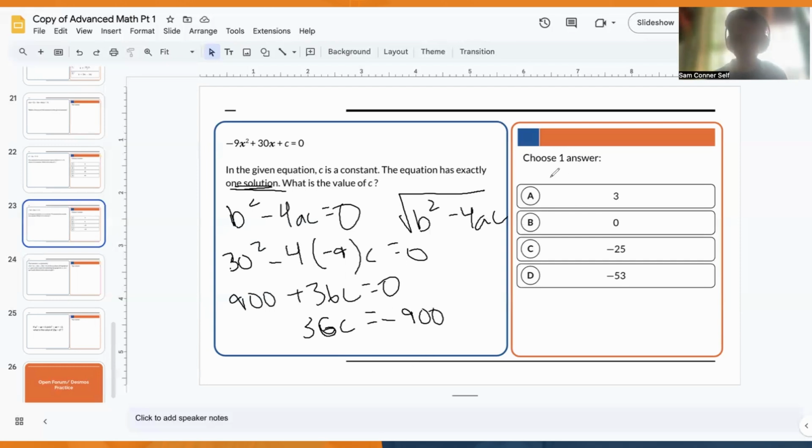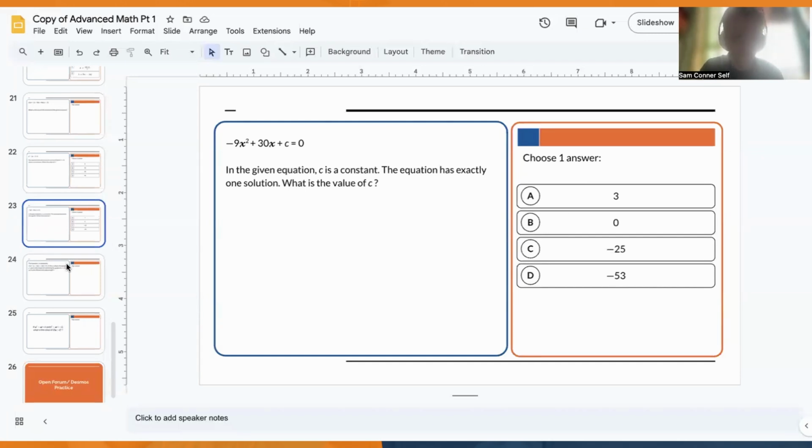Before we even get to the math, we can eliminate a and b because they are not negative. So it's either going to be this 25 or this negative 25 or this negative 53. And then you just divide 900 by 36, which is negative 25. So the answer is C. Yes, to everybody who put C in the chat, congrats, you are right. Good job.